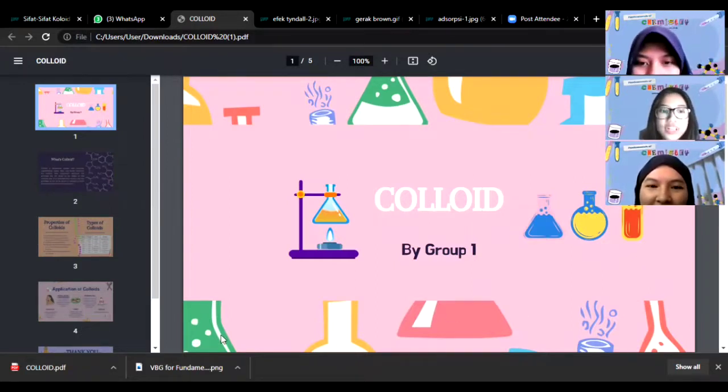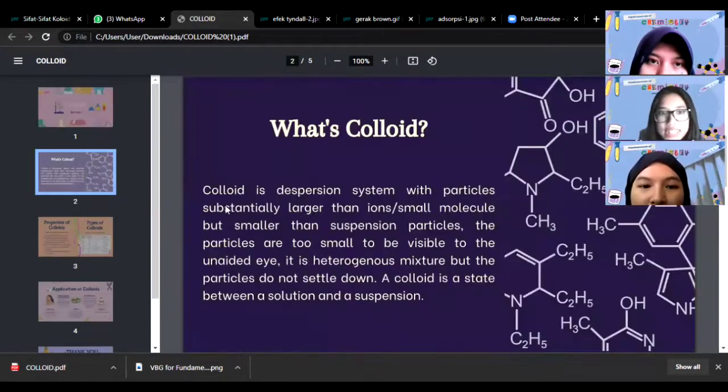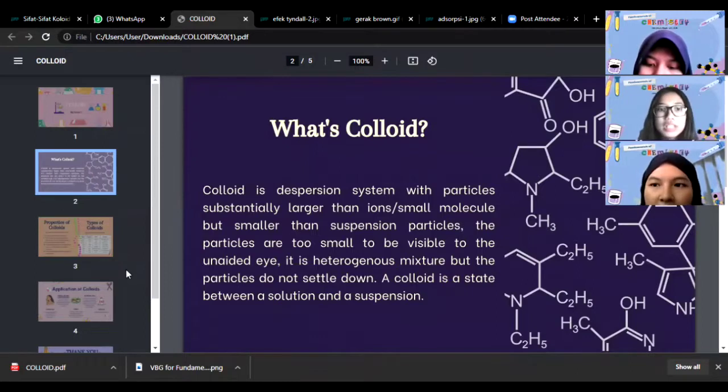Alright, so let's start. The first matter is colloid. So, what is colloid? Colloid is a dispersion system with particles substantially larger than ions or small molecules, but smaller than suspension particles. The particles are too small to be visible to the unaided eye. It is a heterogeneous mixture, but the particles do not settle down. A colloid is a step between a solution and a suspension.